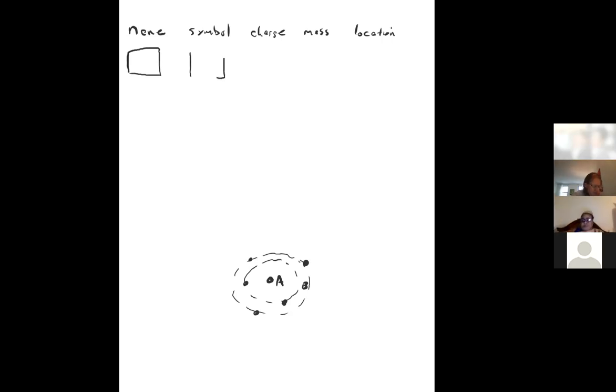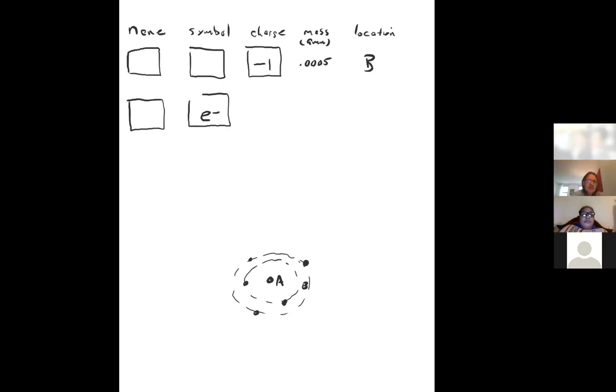Okay, so I'm going to make 3 rows here. They tell you that right there is -1, and then your mass, 0.0005, in the units of AMU, and then the location is B. So they give you some information for that one. In the second row, they give you some information, and then you have to figure out what the mass is here. And then you have to tell the location.